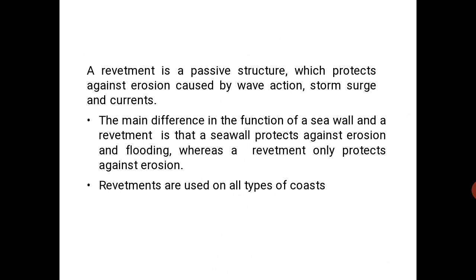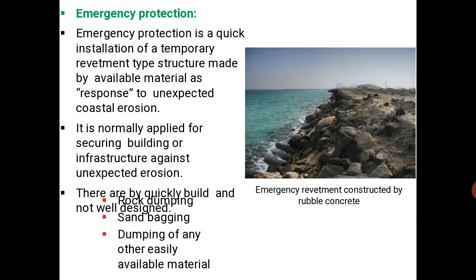Revetment over. Next, emergency protection. Emergency protection is a quick installation of a temporary revetment type structure made by available material as a response to unexpected coastal erosion. It is normally applied for securing buildings or infrastructure against unexpected erosion. These are quickly built up and not well designed. The types are rock dumping, sandbagging, and dumping of any other easily available material nearby.